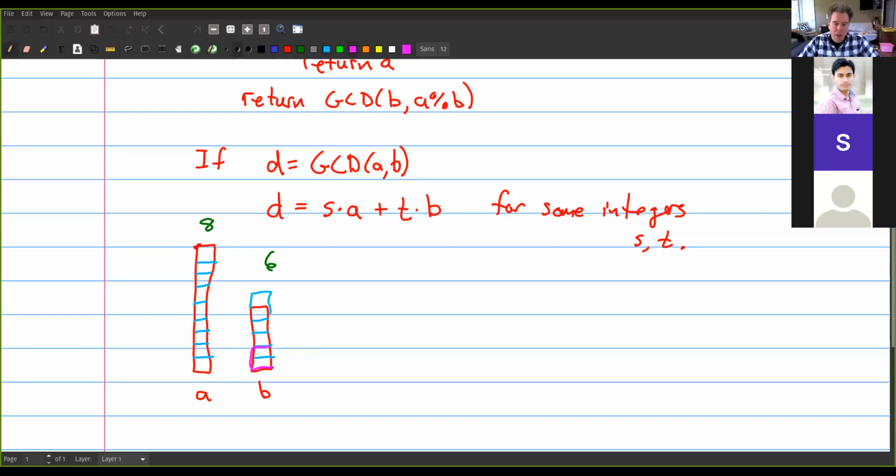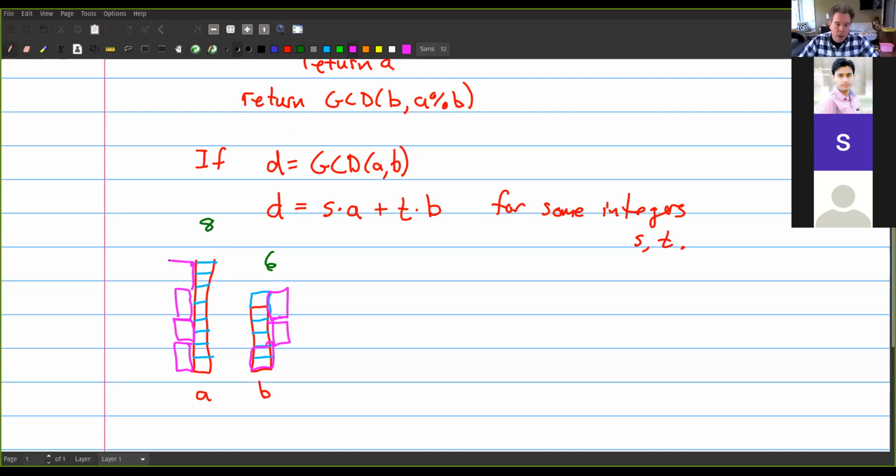So that means the greatest common measure is 2. So I can express this as a bunch of 2's, and I can also express this as a bunch of 2's. Except I'm messing it up somehow. 1, 2, 3, 4, 5, 6, 7, 8, 9. Oh, okay, thank you. So I put too many boxes there.